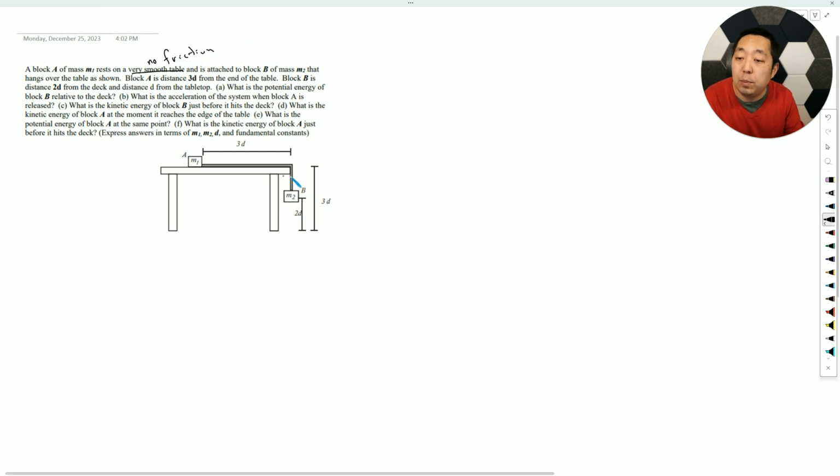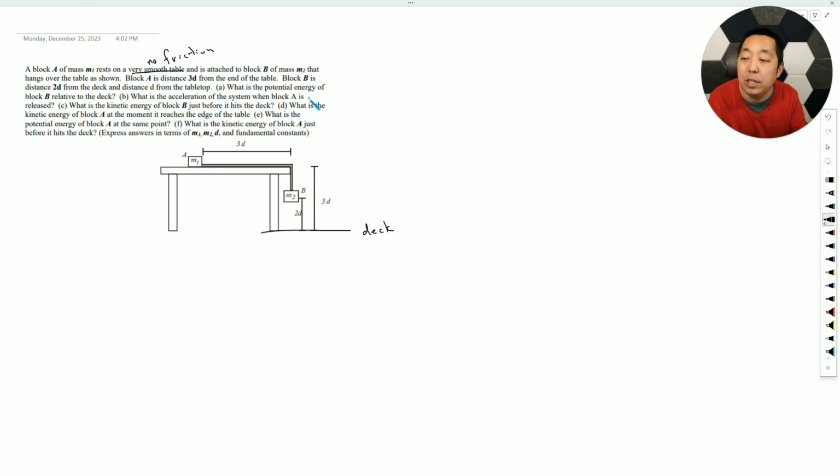It's attached to a block B of mass m2 that hangs over the table as shown. Block A is a distance 3d from the end of the table, and block B is 2d from the deck. So this is the deck down here, and distance d from the tabletop. So this is 3d, this distance here is d. Okay, so that's everything they're explaining in the scenario.